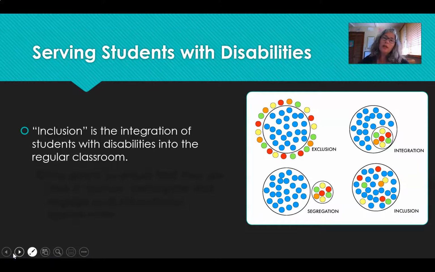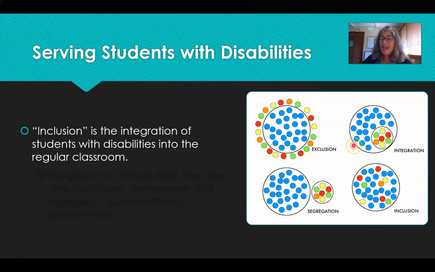So I mentioned the term inclusion on one of the previous slides. What is inclusion? Inclusion is the idea of integrating students with disabilities into your regular classroom. I love this diagram here on the side. So here's exclusion, where you have your students with exceptionalities who are being kept away from the regular or traditional classroom. Here is segregation, where they have their own class. So exclusion means they're not part of the class. Segregation means they have a class, they're just separate.